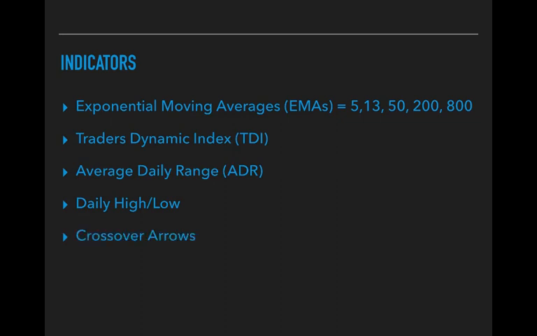And then also crossover arrows, which tell me when certain EMAs are crossing over, which is good for determining trend change and things like that. The EMAs I use it for are the 13 and the 50 when those cross over.